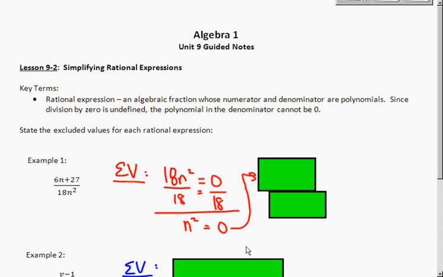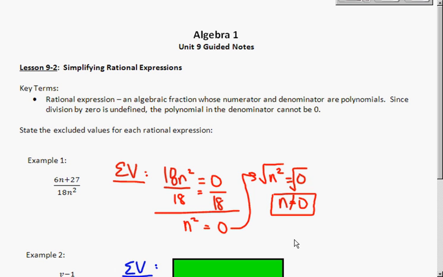You need to find out what n is. In order to get rid of a square, you would use the square root. So I would square root both sides, and when I square root both sides, I get n equals 0. So therefore, n cannot be 0. The way to double check it is actually plug in what you found out in for that denominator. So if I put in 0 for n, 0 squared is 0, 0 times 18 is 0. Again, you can't have that denominator 0, divide by 0 error.